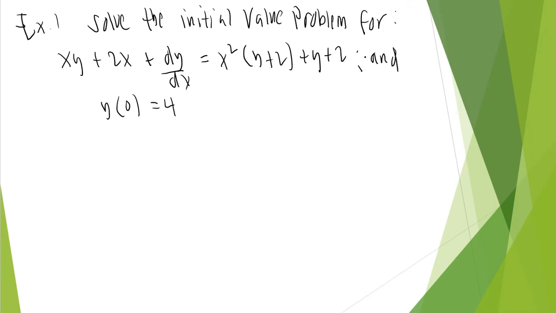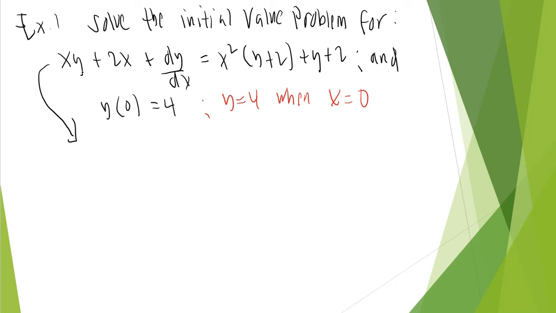Our first example: solve the initial value problem xy + 2x + dy/dx = x²(y + 2) + y + 2, when y = 4. This means, class, that y = 4 when x = 0.